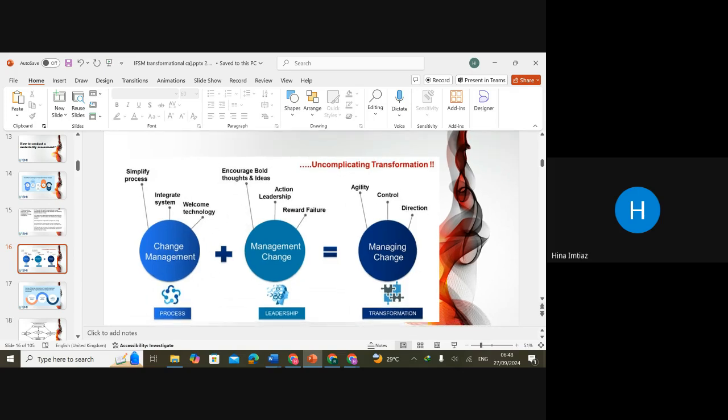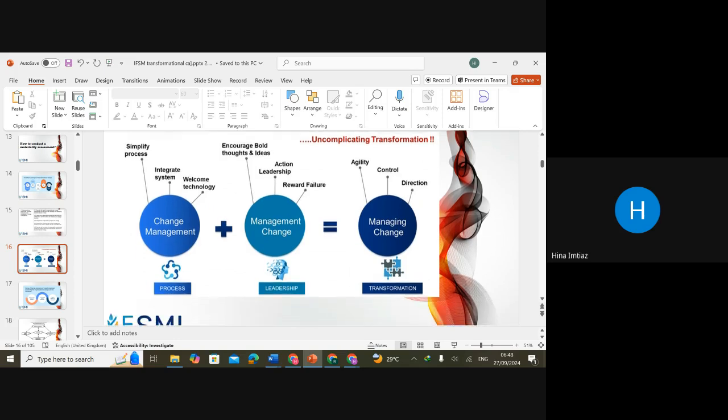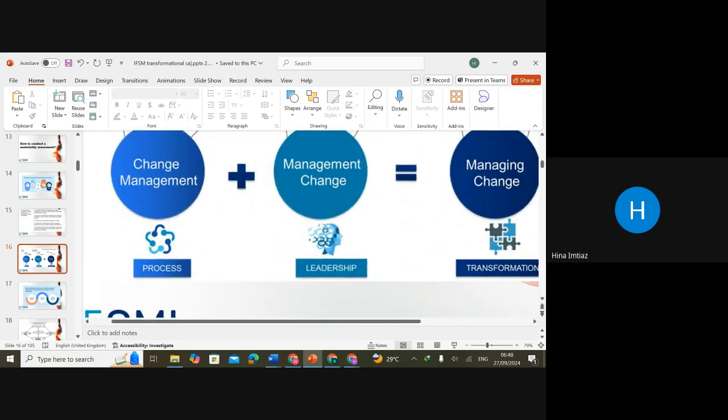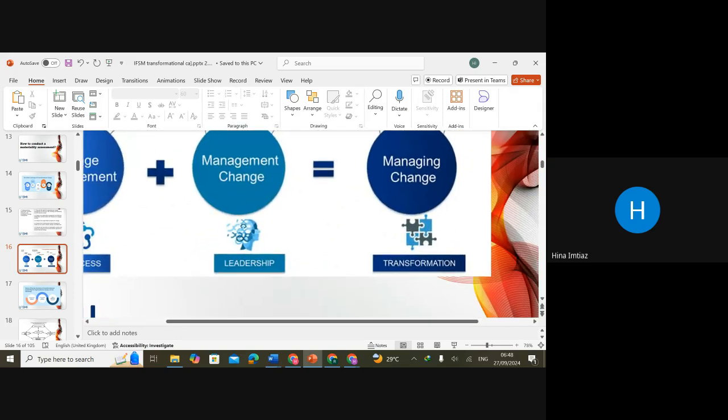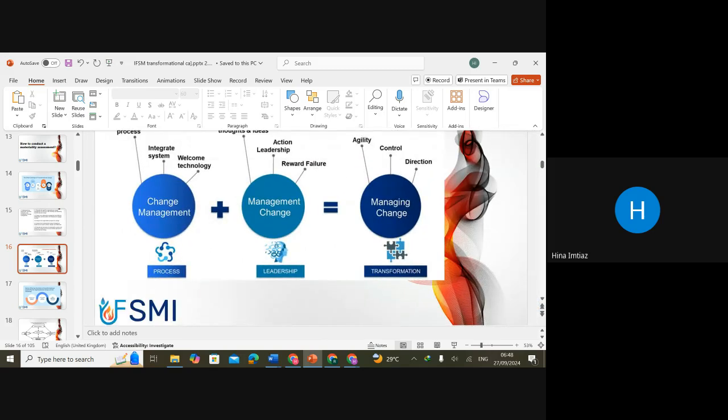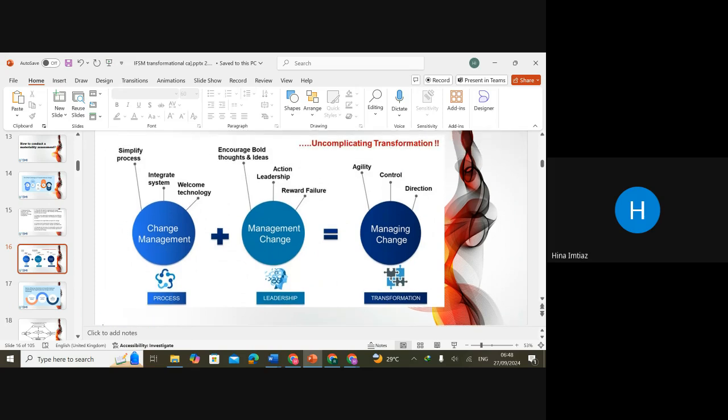And then we have the management change. Change management plus management change means you have to change the process, but if you did not change the leader, the result will be zero, or the result will not meet the expectations. But if you change the leader, and if you change the process, only then your transformational change will be successful, and you will be able to deliver the transformational change.